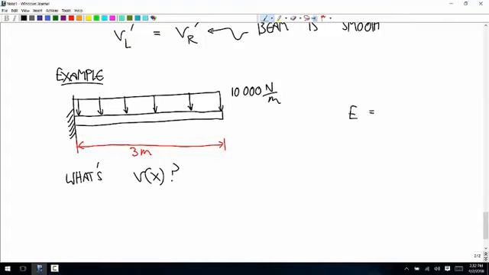Let's say that the modulus is 200 times 10 to the 9, steel. And the shape of the cross-section is such that the area moment of inertia is 8.3 repeating times 10 to the minus 7, and that's meters to the fourth. And let's calculate this, and then let's use it to figure out what's the total deflection at the right end.